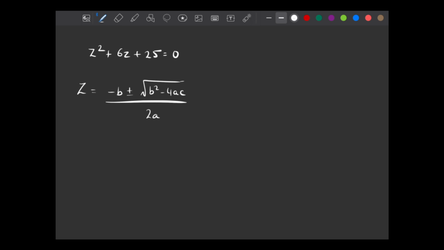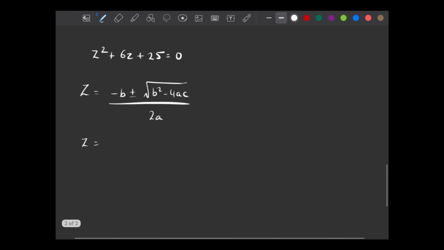Let's work through an example of finding the roots of a quadratic equation which doesn't have any real roots, it has complex roots. So I'm going to write down this quadratic. If we use the quadratic formula, which, if you remember, is this. So substituting in values for a, b, and c. a is 1, since the coefficient of z squared is 1. b is 6, and c is 25.